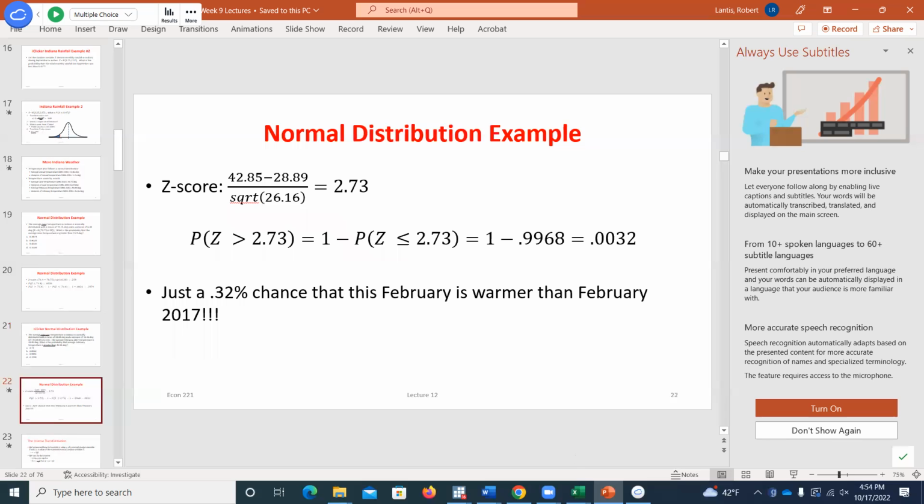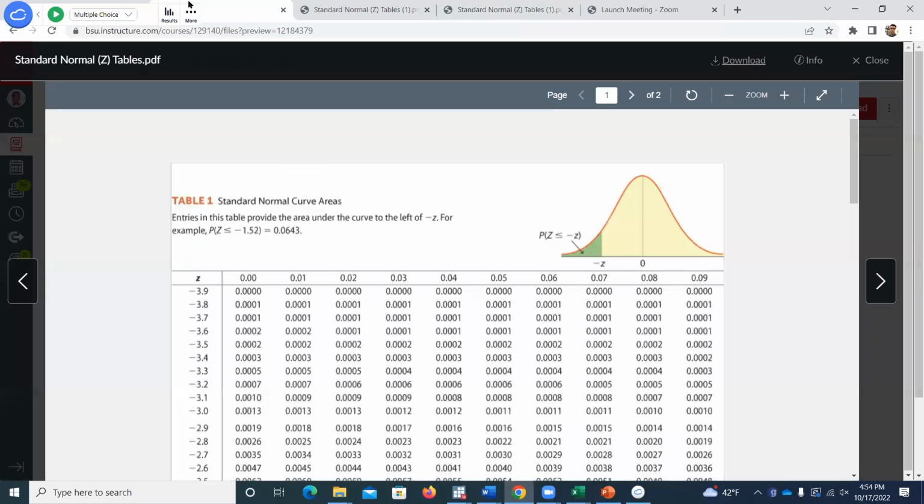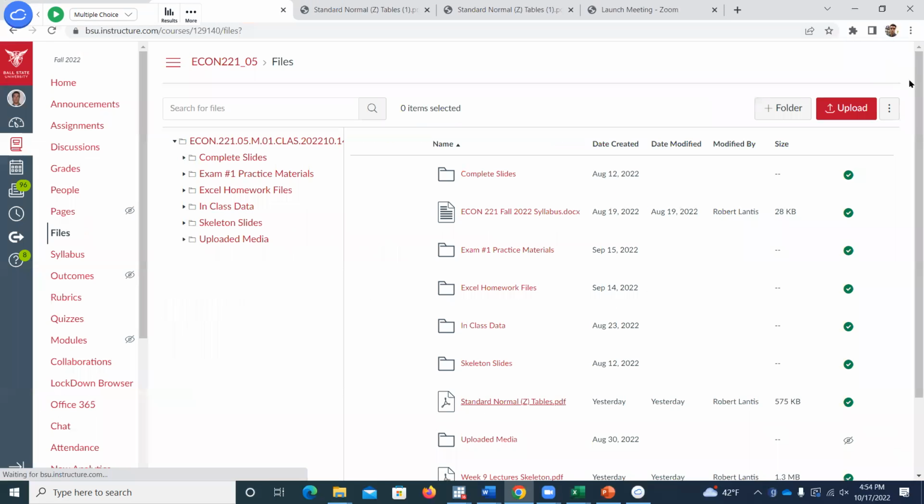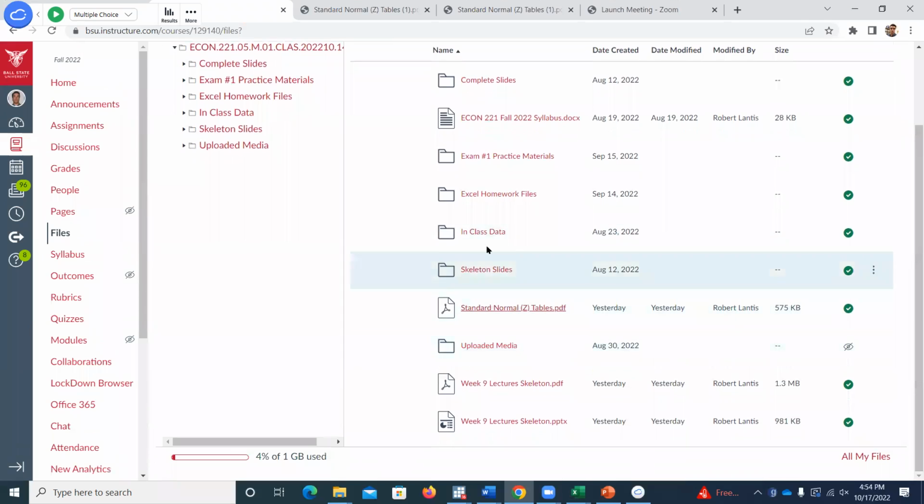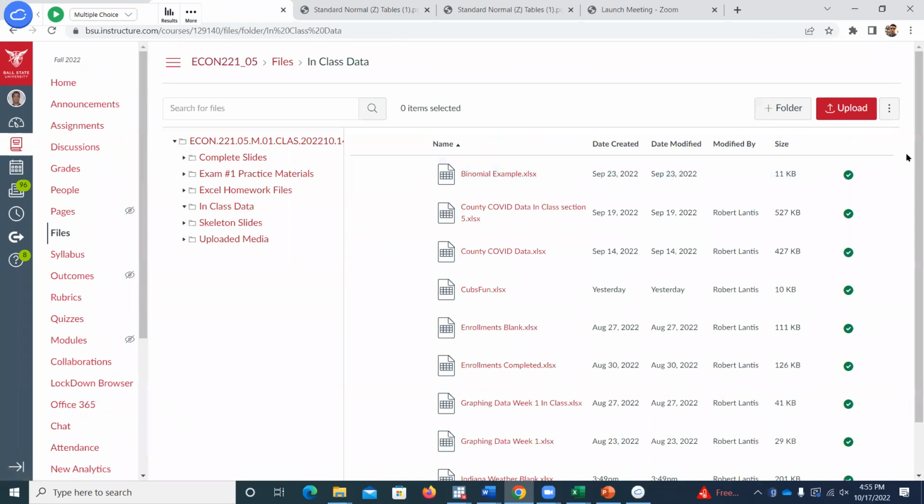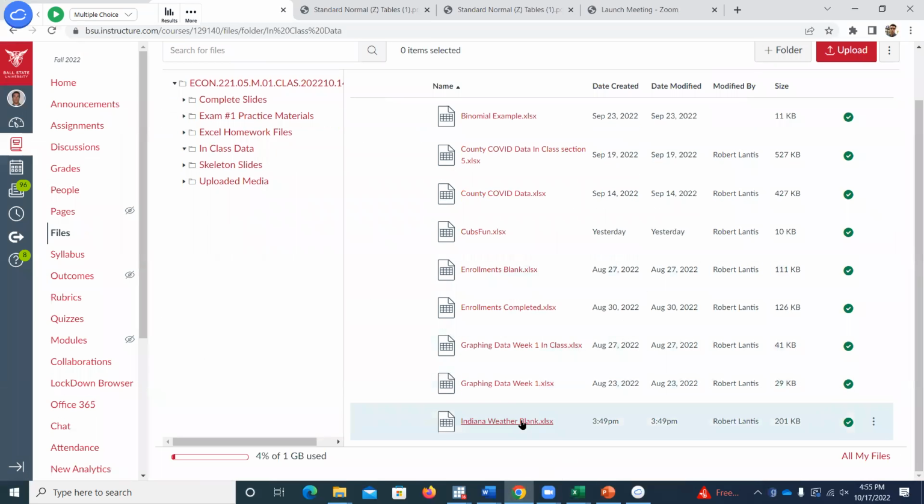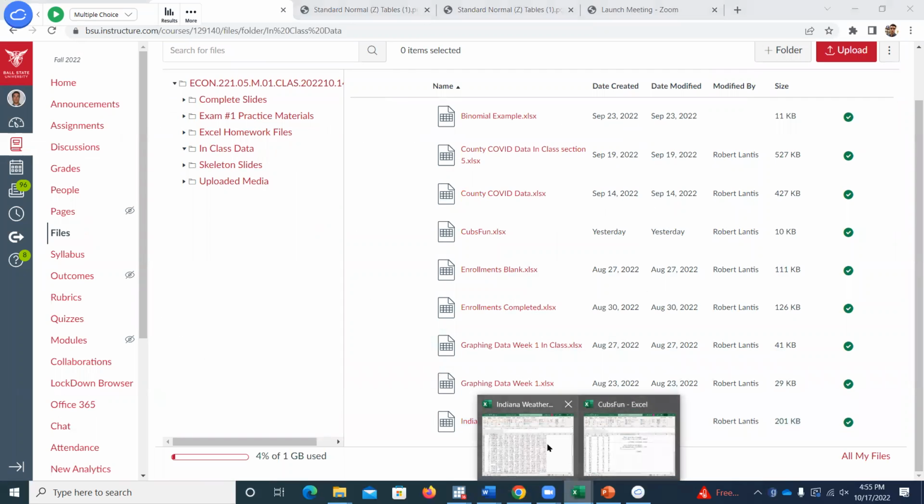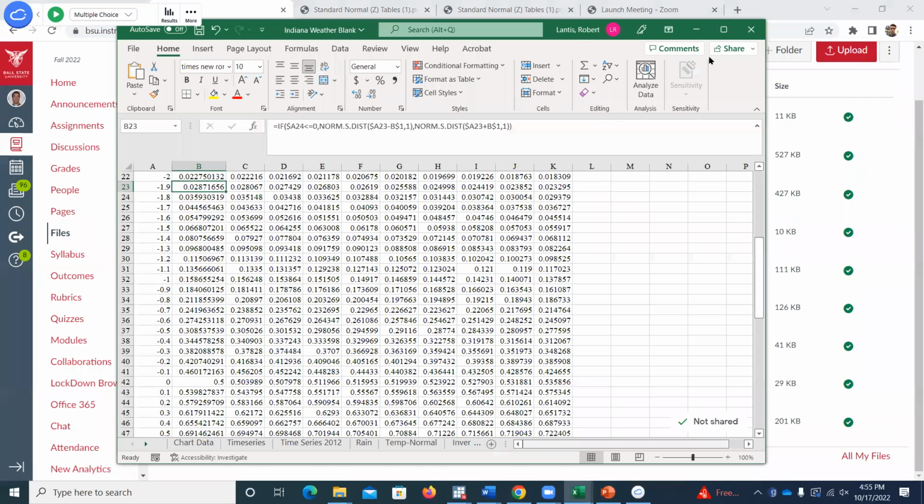So that's what we're going to do. On Canvas, close out of that Z table. Under this in-class data folder, there should be an Indiana weather blank file. Okay. So I'm going to pull that open and we'll do a little bit of work in this.